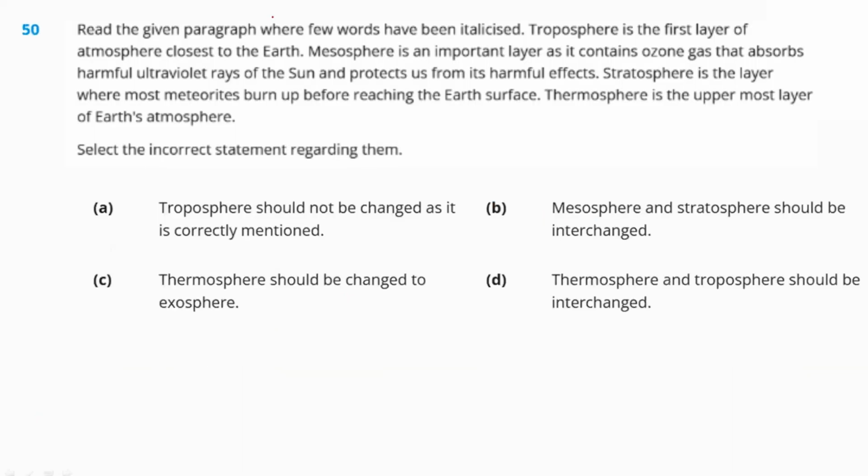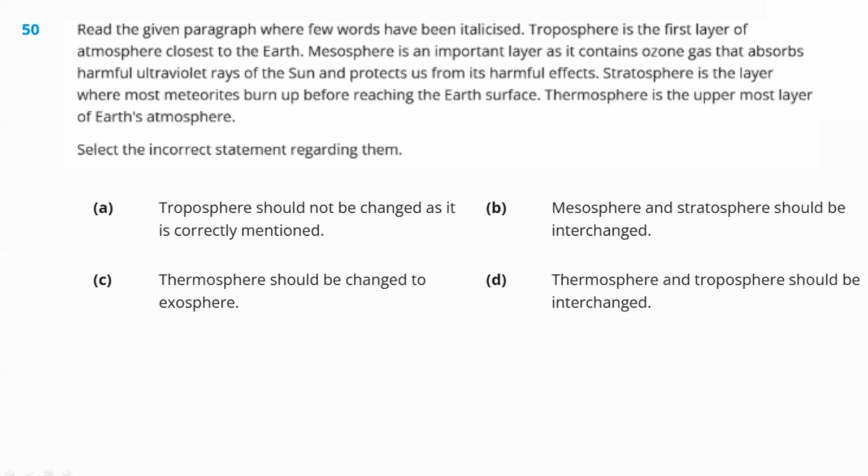Next, the last question: read the given paragraph where few words have been italicized. Troposphere is the first layer of the atmosphere closest to the Earth. Mesosphere is an important layer as it contains ozone gas that absorbs harmful ultraviolet rays of the sun and protects us from the harmful rays. Stratosphere is the layer where most meteorites burn up before reaching the Earth's surface. Thermosphere is the uppermost layer of Earth's atmosphere. Which is the incorrect statement?